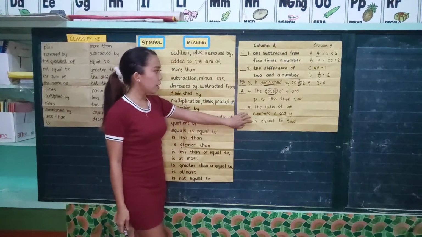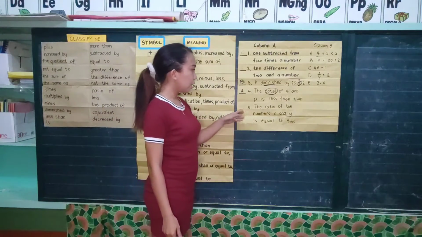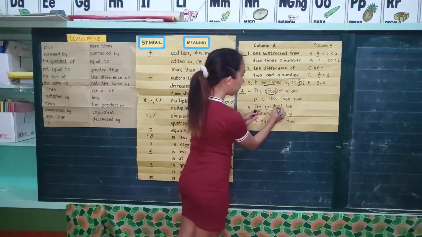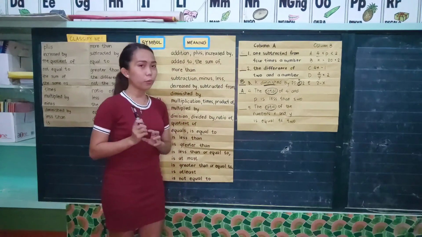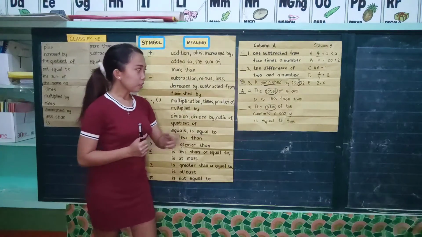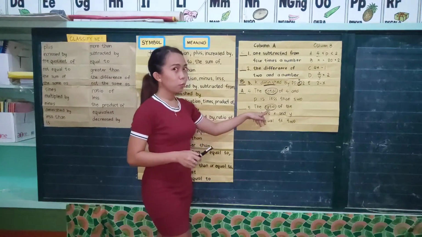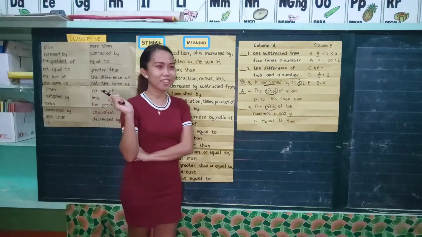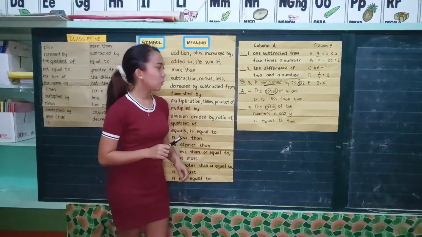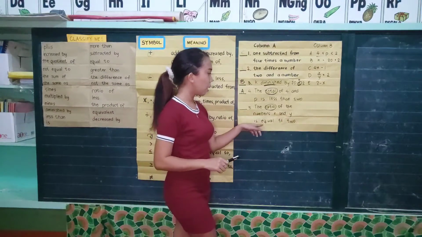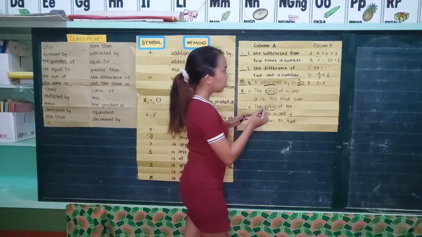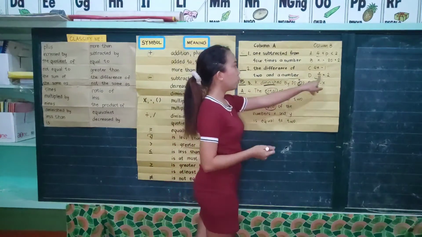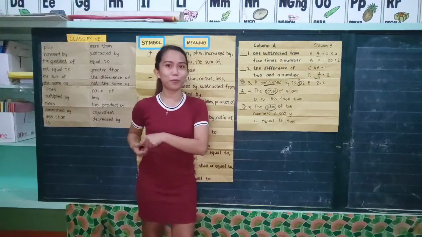Very good. And the last one, the ratio of the numbers x and y is equal to 2. So we have the word ratio. So what are we going to do with this one? So ratio, we will multiply or divide. What do you think? Yes, so we will divide this one. So the ratio of the numbers x and y is equal to 2. So the answer here is letter D. X over y is equal to 2.